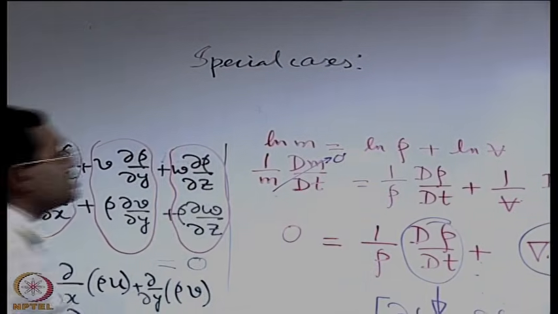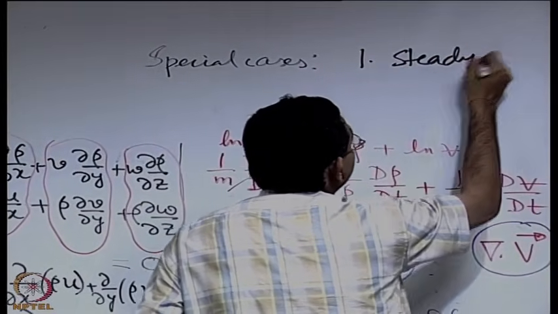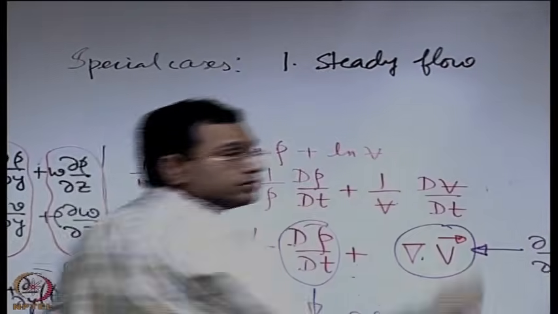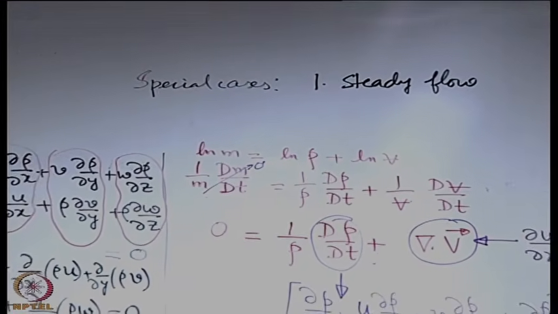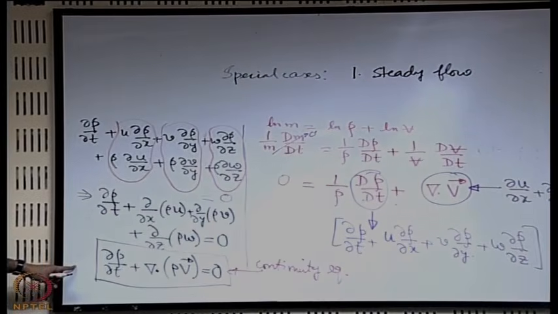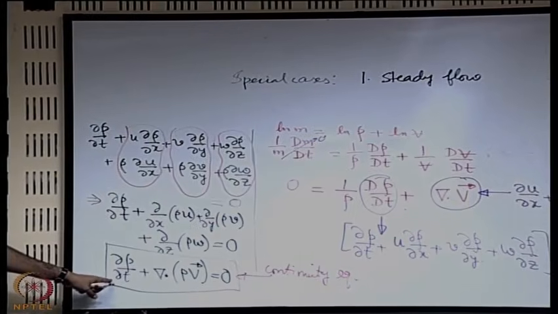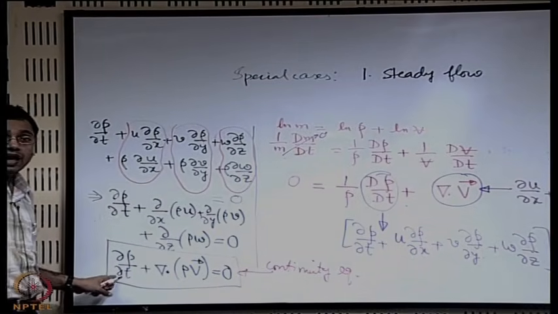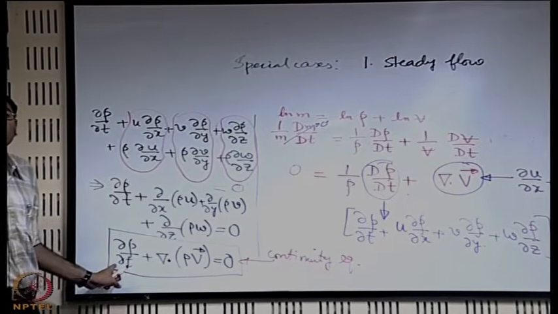The first special case we consider is steady flow. So when you consider a steady flow, how does this equation get simplified? Steady flow means the first term... remember what is the definition of steady? At a given position, any fluid property will not change with time.